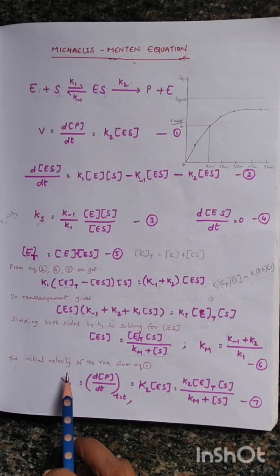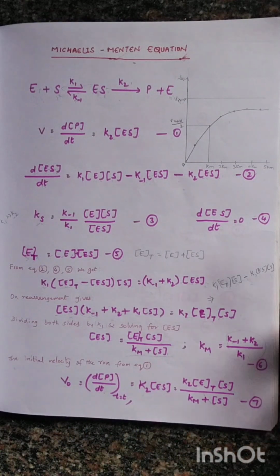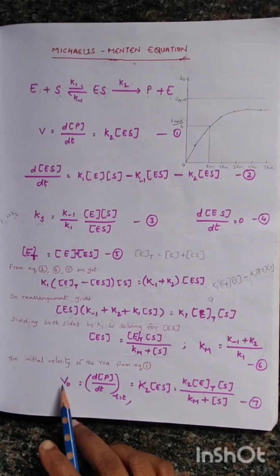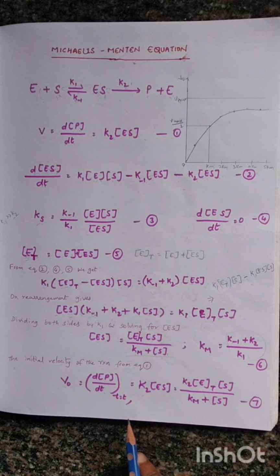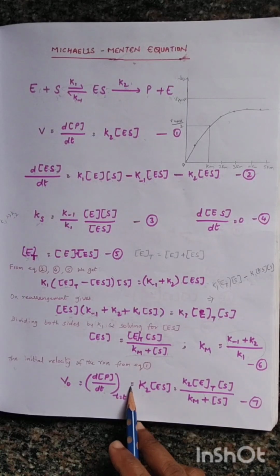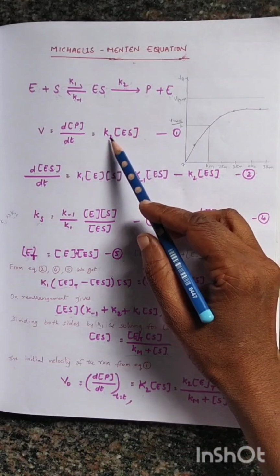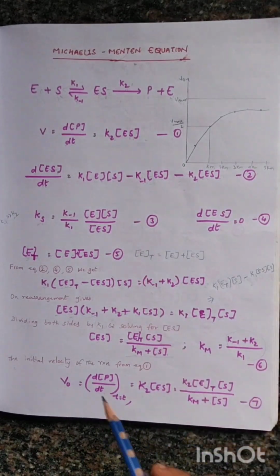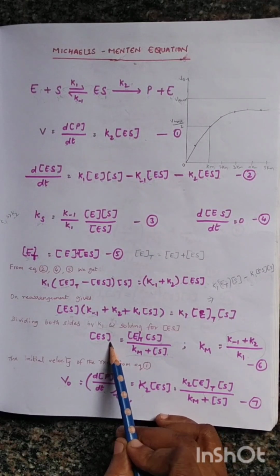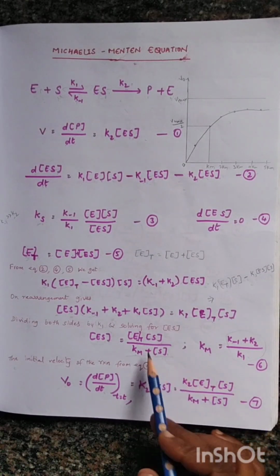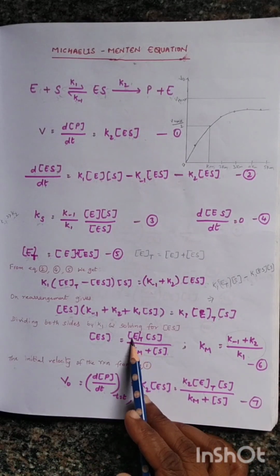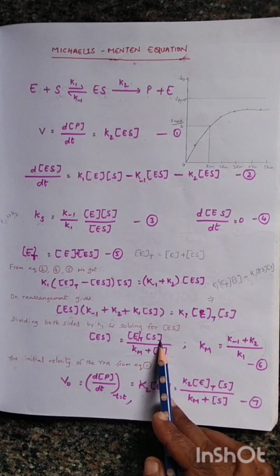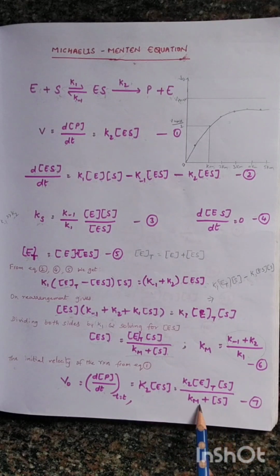We can calculate the initial velocity of the reaction from equation 1. V0, the initial velocity, is equal to the derivative of product formation with respect to time at time t, which is K2 into ES. Since we got the concentration of ES complex as this, we can substitute in this equation: K2 into ET, the concentration of total enzyme, into concentration of substrate, whole divided by Km plus concentration of substrate.